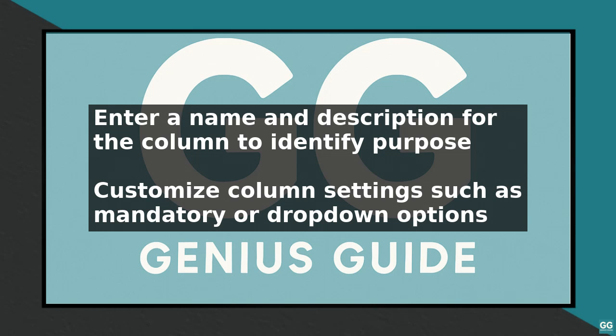Once you have configured the column settings, click on the Add Column button to add the column to your board. The new column will be added to the right side of your board and you can start using it to track your data. It is also important to organize your columns in a logical order to make it easy to view and track your data.